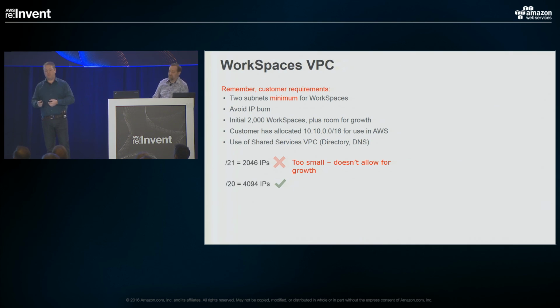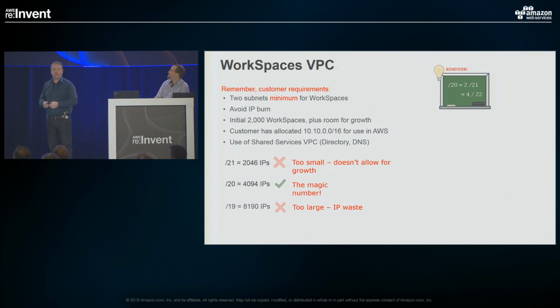Let's think about this, right? So what does the next one up go? Okay, this gives us 8,000. So remember, everything's a factor of 2. Okay. Well, this, to be honest, is way too large, right? So we said the initial is 2,000. Don't really know how far we're going to grow. But a /21 is too small. /19 is too big. So the ideal place here is a /20, which gives me 4,000 addresses.